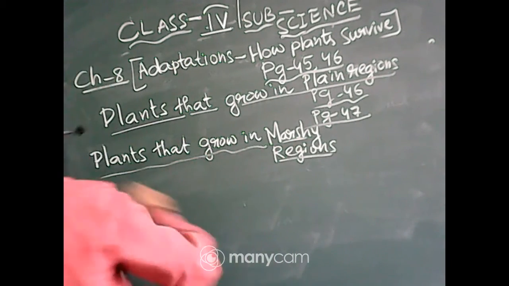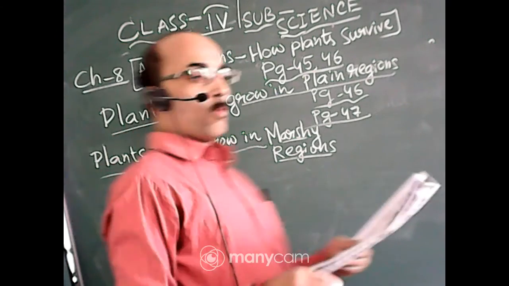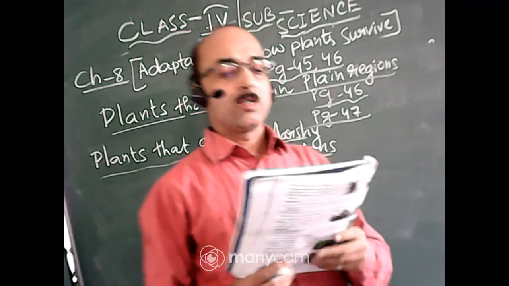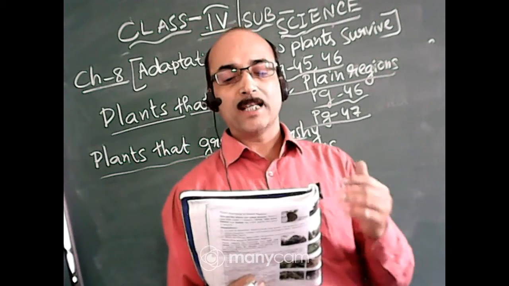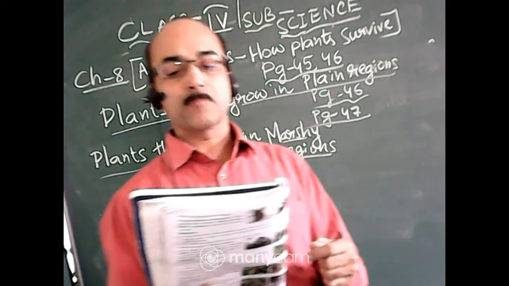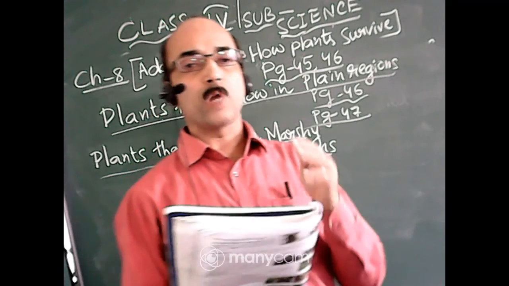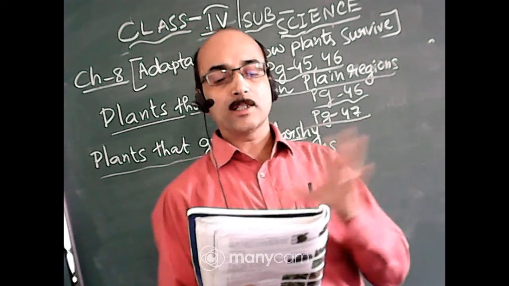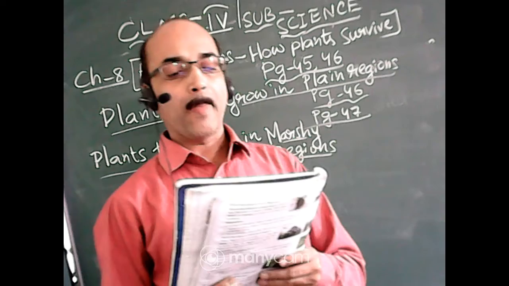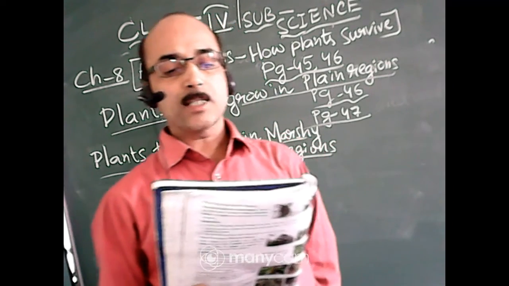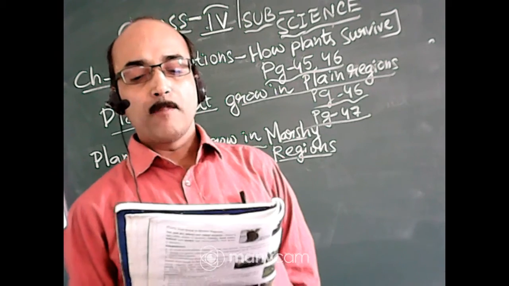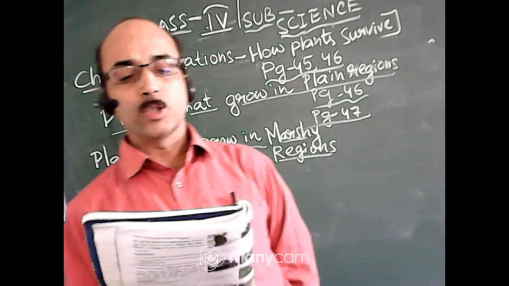Plants that grow in marshy regions. Waterlogged places, where water just accumulates, are called swamps or marshes. Marshy places have sticky and clayey soil. Mangroves are plants that grow in marshy regions.